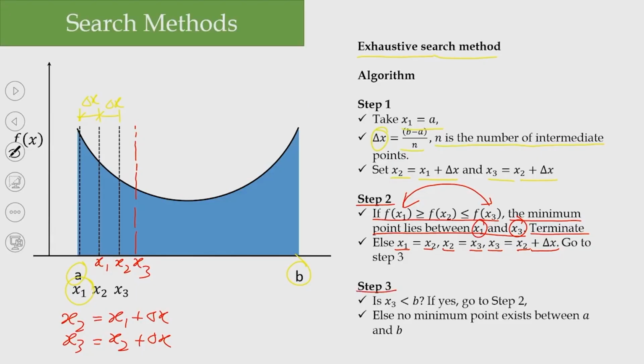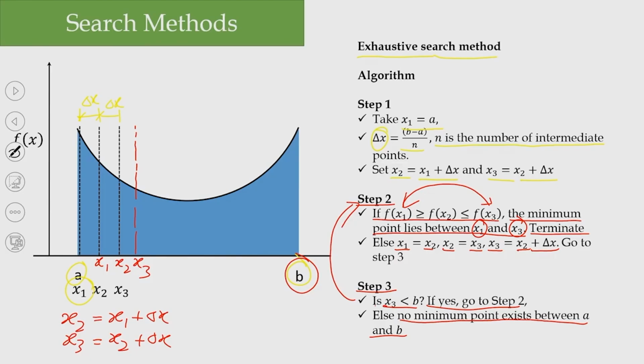In step 3, we check whether x 3 is less than b, because the upper bound is b and we cannot go beyond b. If x 3 is less than b, go to step 2. If no, that is, x 3 is more than b, then no minimum point exists between A and B, so we have to take a different lower bound and upper bound.